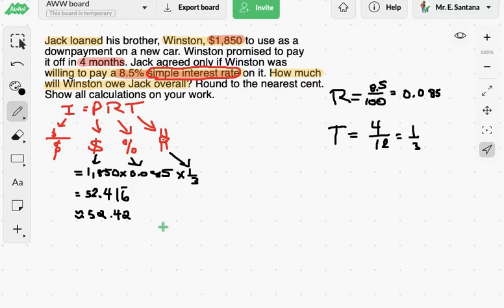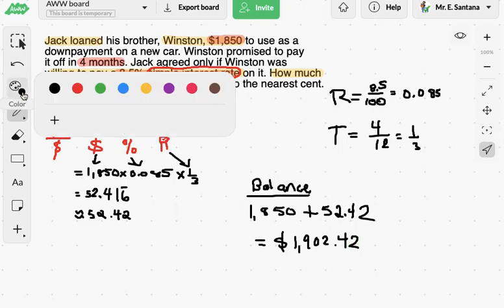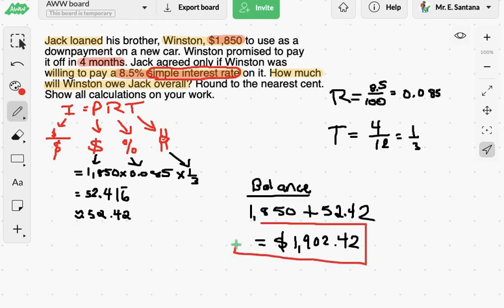But Jack also is expecting to get his $1,850 back. So that being said, we're going to take the 52.42 and we're going to calculate the balance. The balance is the total that is owed. So in this case, as we said, is 1,850 plus the 52.42. And the total amount that Winston is going to owe after 4 months is $1,902.42. So that right there is the grand total after using the interest or the fraction of the money that Jack loaned out. And there you have it.